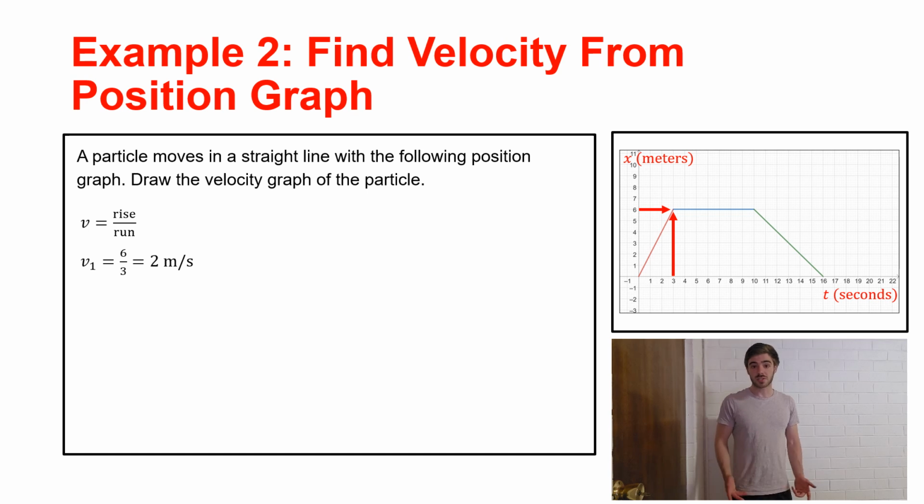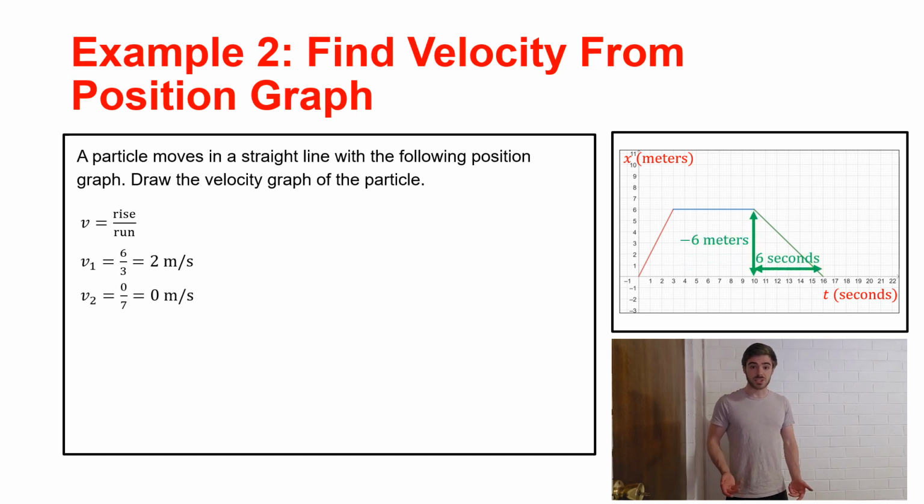We can do this for the other 2 sections as well. The second section has no rise and it runs for 7 seconds, so the net velocity there is going to be 0 meters per second. And finally, the last section actually returns to the origin. Hence we say that the rise is going to be negative 6 meters because it's going back towards the origin. And since this was done over 6 seconds, we can say that the velocity for that portion of the journey is going to be negative 1 meters per second.